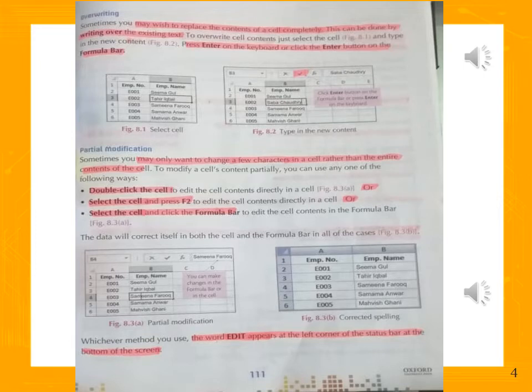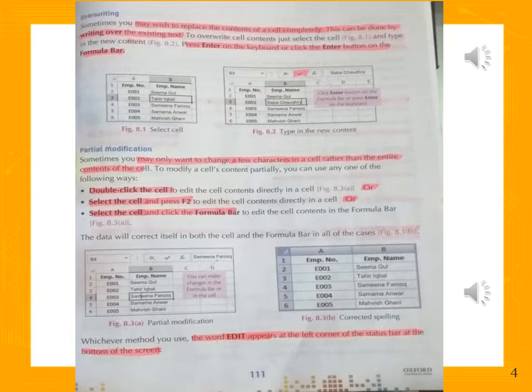Overwriting. Now we will see how we will overwrite the data. Sometimes you may wish to replace the content of a cell completely. This can be done by overwriting, writing over the existing text. To overwrite cell content, just select the cell. First, you have to select the cell. Whenever you want to do something with the cell, to format the cell, you have to select it first and type in the new content. Or you will type the new content.